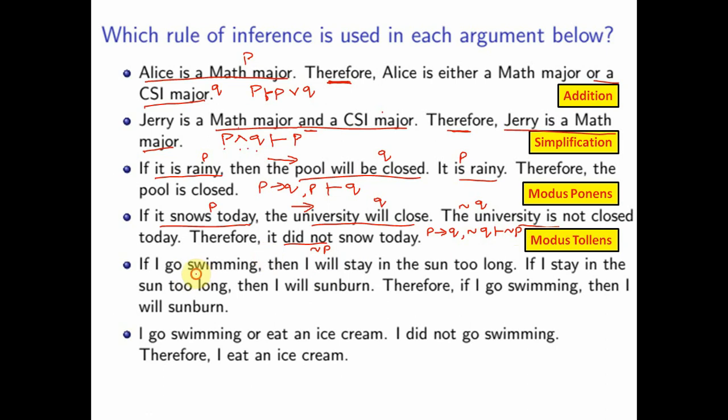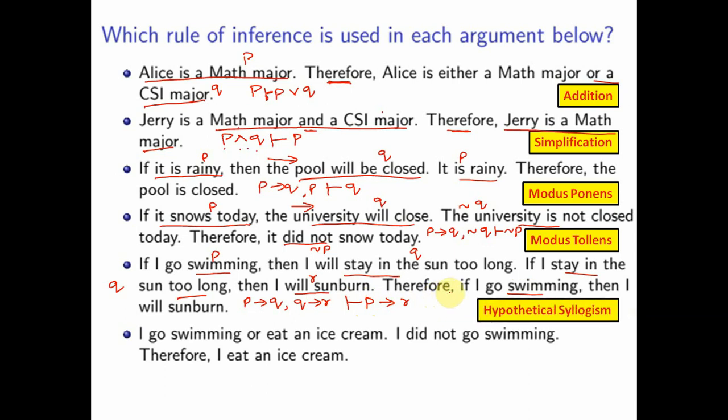If I go swimming, P, then I will stay in the sun too long, Q. So this says P implies Q. If I stay in the sun too long, that is obviously Q, then I will sunburn. It says Q implies R. Therefore, if I go swimming, P, then I will sunburn, R. Yes, you are right. This is hypothetical syllogism.